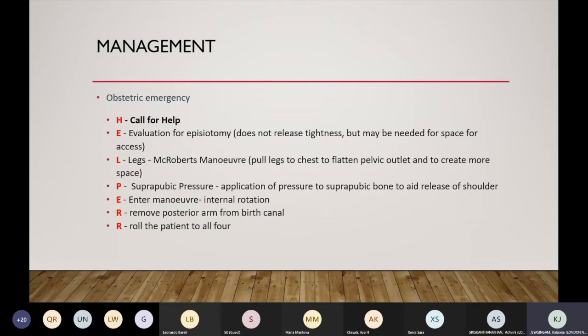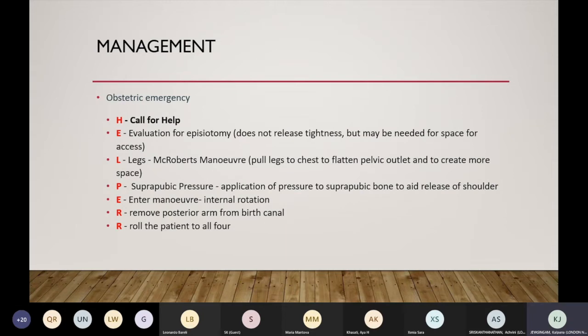And then they use the characteristic maneuver, which is the McRoberts maneuver, where they make the mom lie flat and then pull her legs towards her chest. In that way, it opens up more space. They also apply suprapubic pressure, which is pressure on top of mommy's umbilicus, or just above where your bladder would sit. And so it's kind of pushing the baby out from the top.